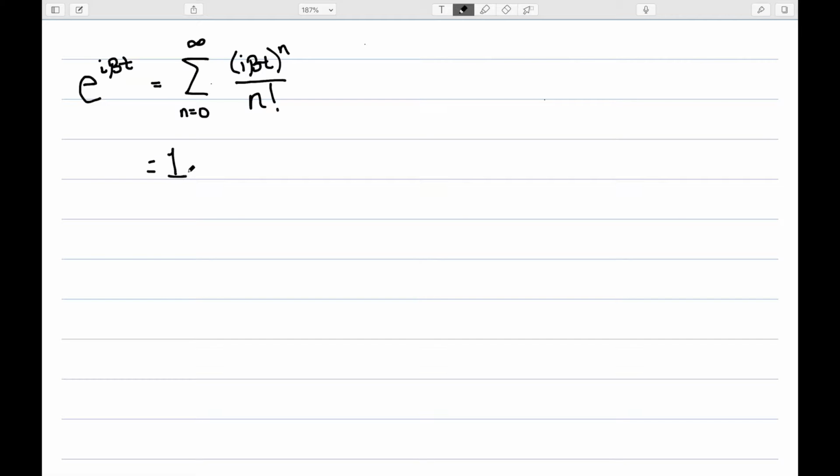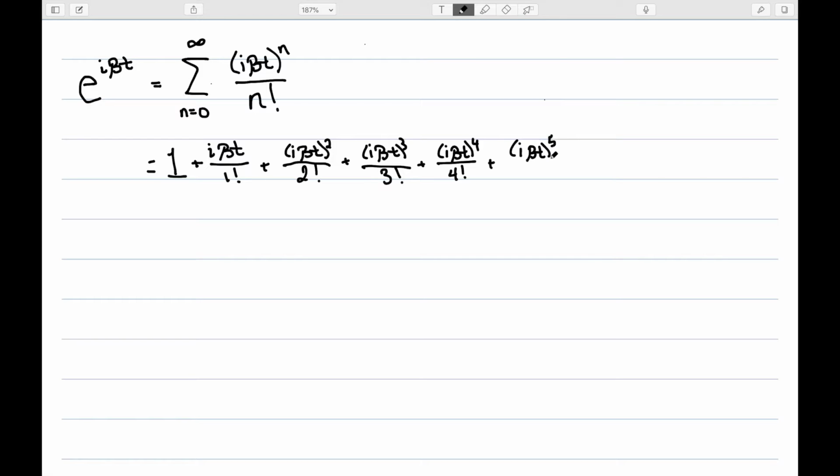I can go ahead and write out a few of these terms. Anything to the 0 power is 1 and 0 factorial is 1, so the first term would be 1. I then have i beta t over 1 factorial plus i beta t squared over 2 factorial, i beta t to the third over 3 factorial, i beta t to the fourth over 4 factorial, i beta t to the fifth over 5 factorial, and I can keep going like this.